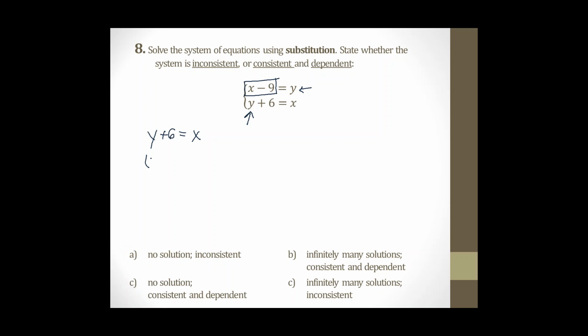So my y now becomes x minus 9 plus 6, and that is equal to x. So the parentheses doesn't really mean anything. I could just drop them. Nothing changes. And then I'm going to solve for x. So combining these two numbers gives me -3. Bringing the x over to the other side, I'm left with -3 is equal to 0. This is not true. Again, this system has no solution. Systems with no solution are inconsistent, and my answer choice here would be A. No solution, inconsistent.